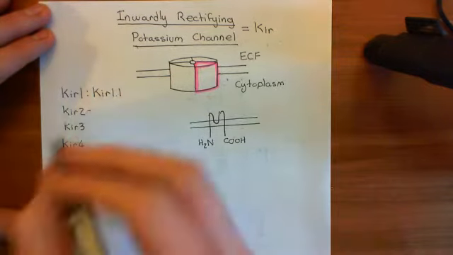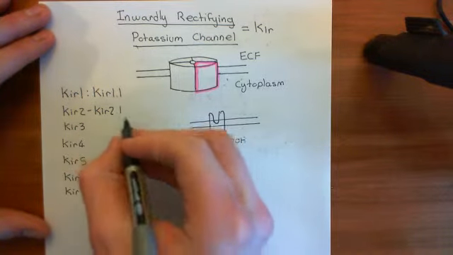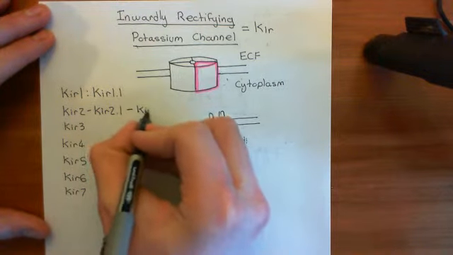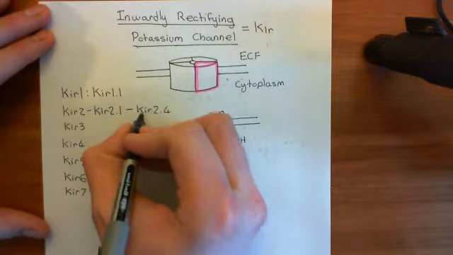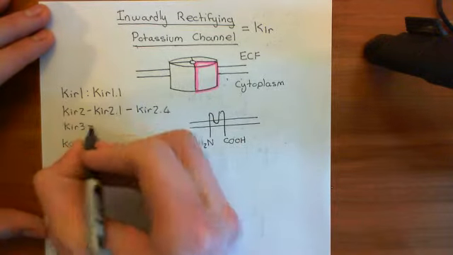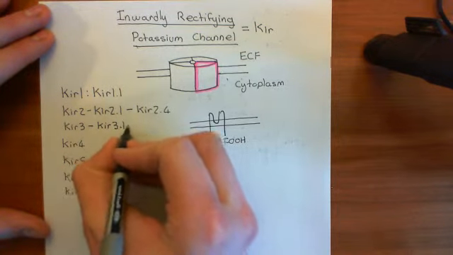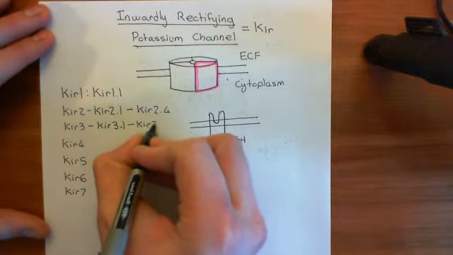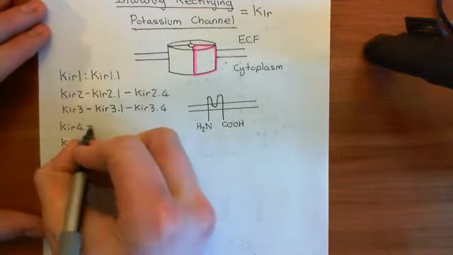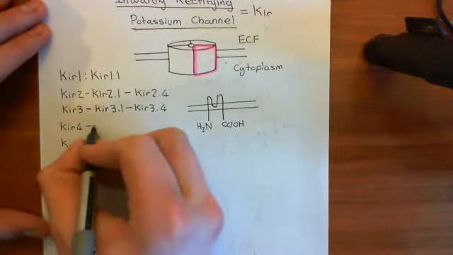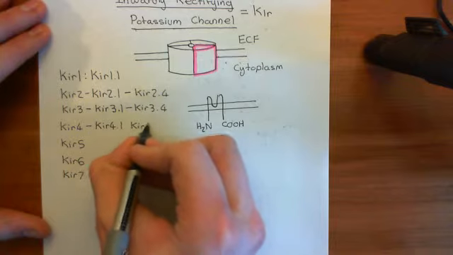Within the KIR2 family, it's a slightly bigger family, you have 4 members. So you have KIR 2.1, KIR 2.2, KIR 2.3, and then finally KIR 2.4. It's the same within the KIR3 family: KIR 3.1, KIR 3.2, KIR 3.3, and then KIR 3.4. Then we also have the KIR4 family. This contains 2 members, KIR 4.1 and KIR 4.2.